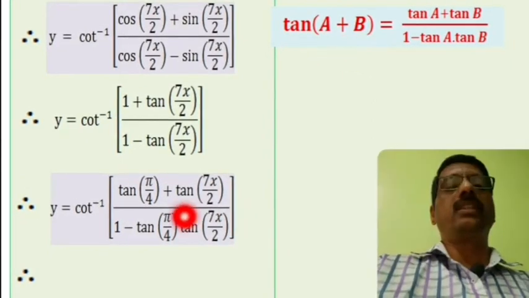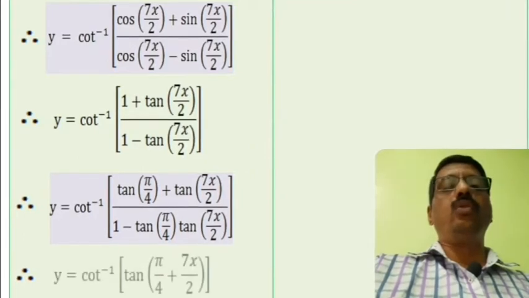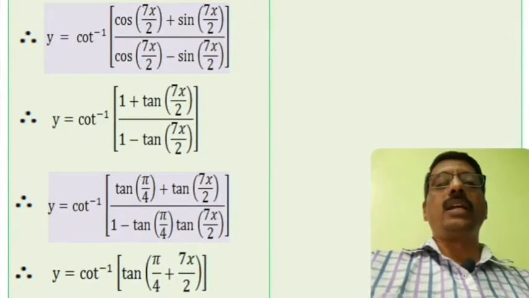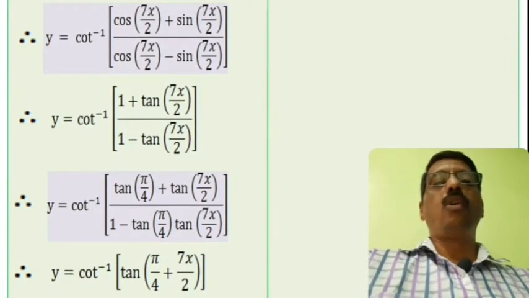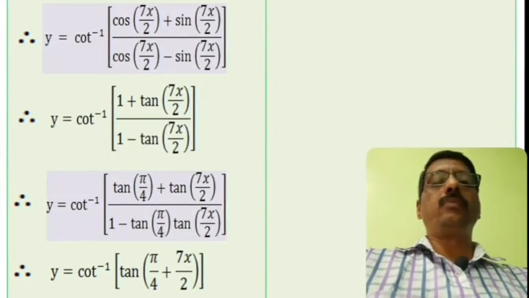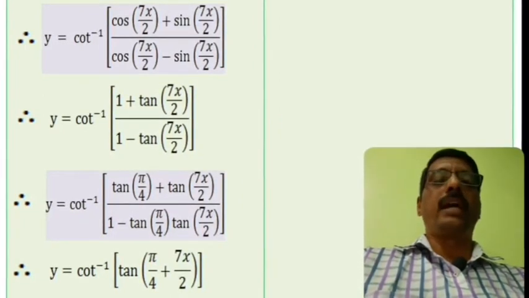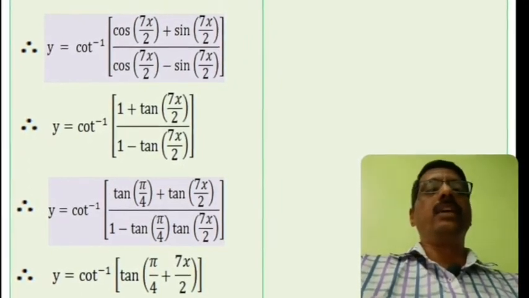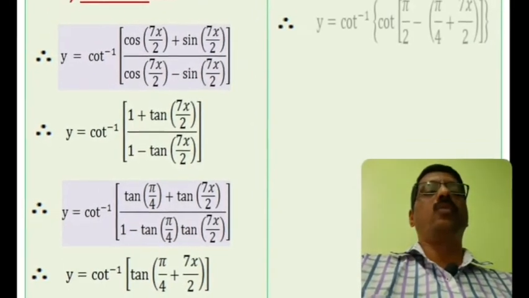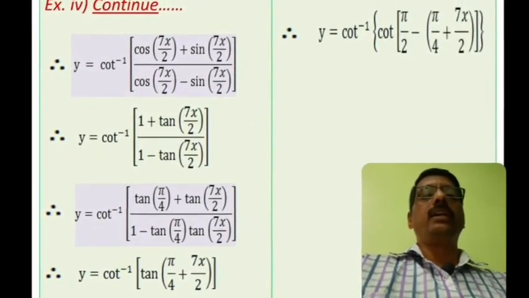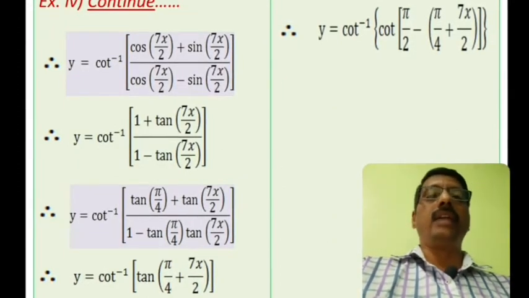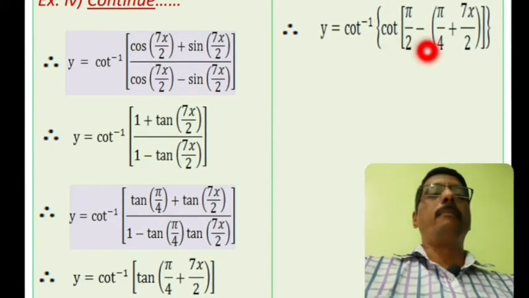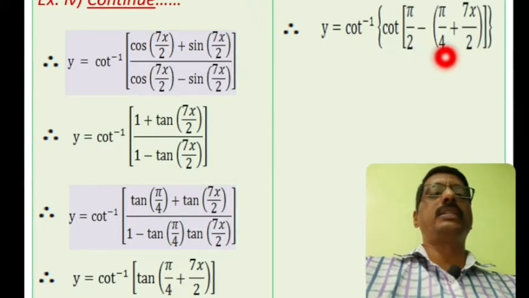And therefore the next step becomes y equal to cot inverse of, into bracket, tan of (pi by 4 plus 7x/2). Now here in this function, y equal to cot inverse of tan has to be converted into cot, then cot inverse cot cancels. We know the formula tan theta equals cot of (pi by 2 minus theta), and therefore it can be written as cot inverse of cot of (pi by 2 minus theta), where theta is pi by 4 plus 7x/2.